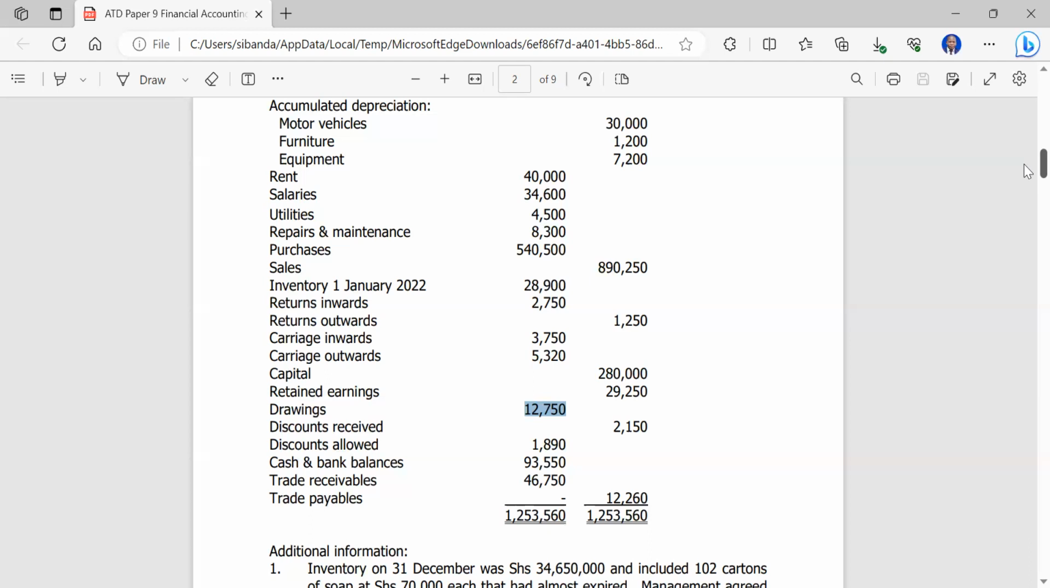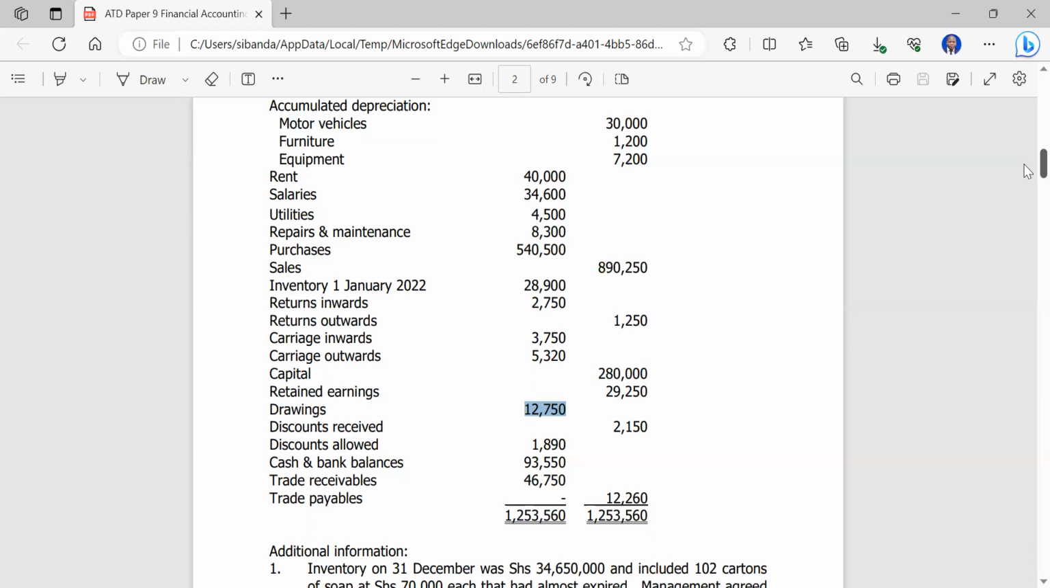Discount allowed is the opposite. It is now us who are allowing discounts to our customers. So discount allowed is an expense to us, and this is recorded under our operating expenses.